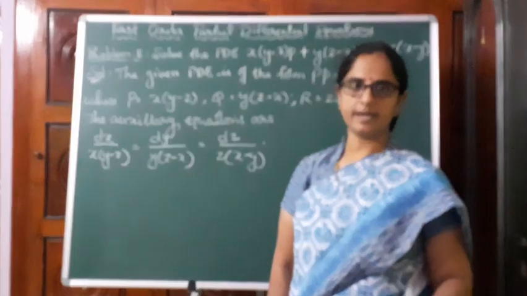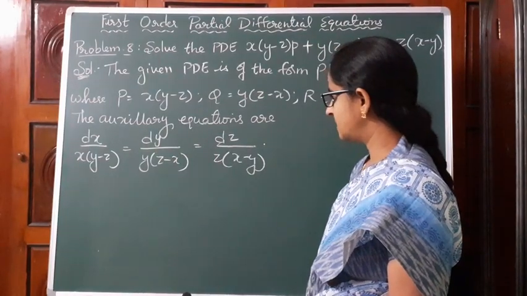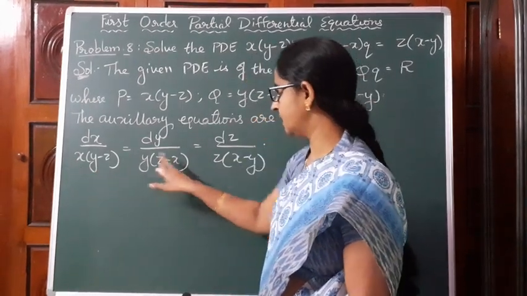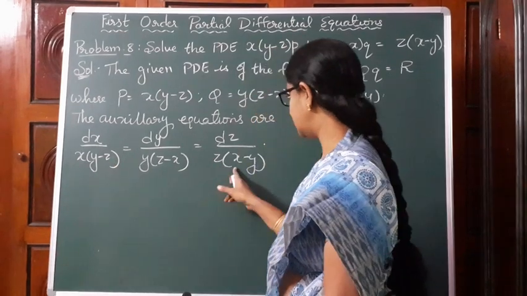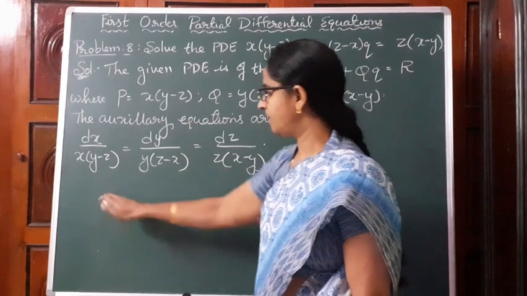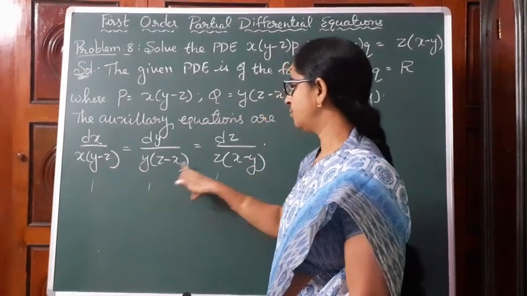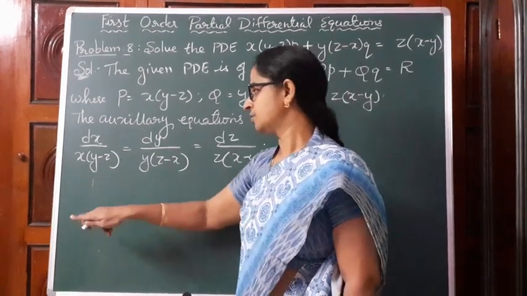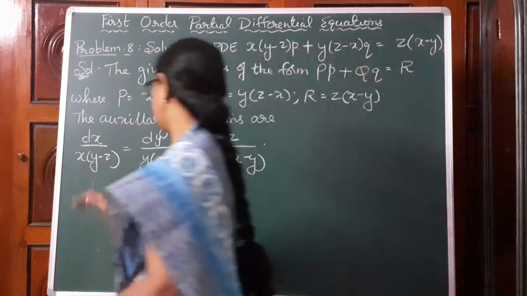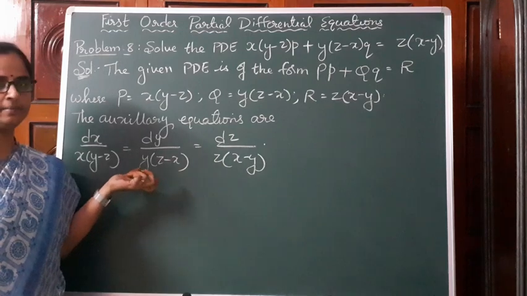We need two sets of multipliers here. So what is the first set? What can we choose? See, we have xy here and minus xy here, minus xz and plus xz, plus yz, minus yz. So if we choose multipliers as 1, 1, 1, then L into P plus M into Q plus N into R becomes 0. So we obtain the first set of multipliers as 1, 1, 1. If you wish, you can take the multipliers as 2, 2, 2 also, but you get the same solution.